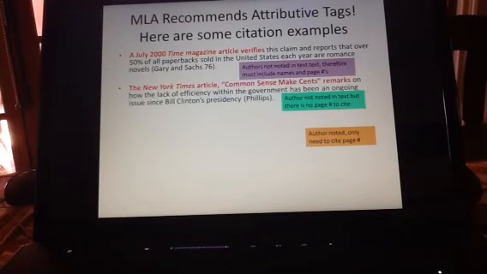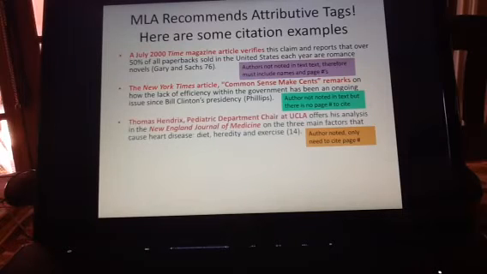Number 2, the New York Times article, Common Sense Makes Common Sense, remarks. Okay, so there's the attributive tag. Again, the author isn't used. So the author is Mr. Phillips. So you can see that we've used Phillips at the end, but there is no page reference, which means there's no page to cite. So again, you need to put it at the end.